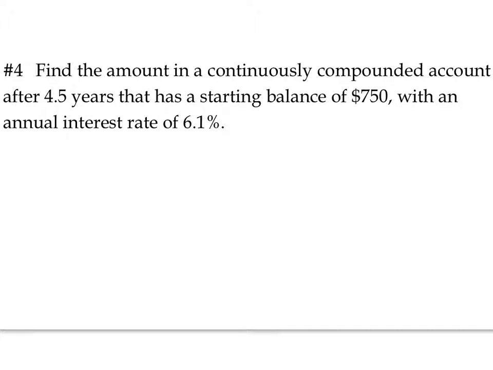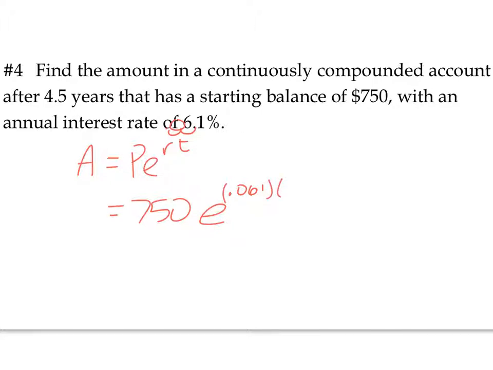Okay, so we're going to start out with our formula, A equals, not P equals, we're going to use P in our calculation. A equals Pe to the rt. I was getting a little ahead of myself there. So our principal in this case is $750, right? That's our starting amount. And then e to the r, which is 0.061, right? 6.1 over 100. We move that decimal 2 places to the left. It becomes 0.061. And then times t is 4.5.